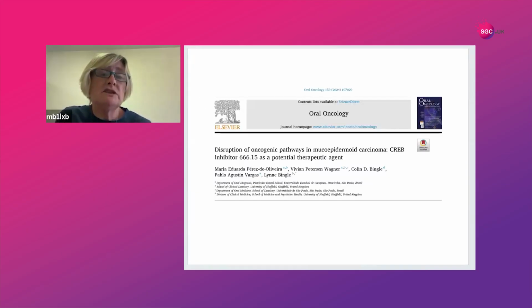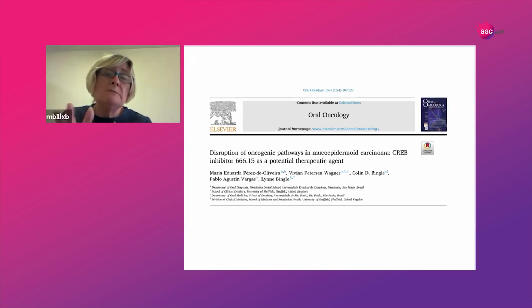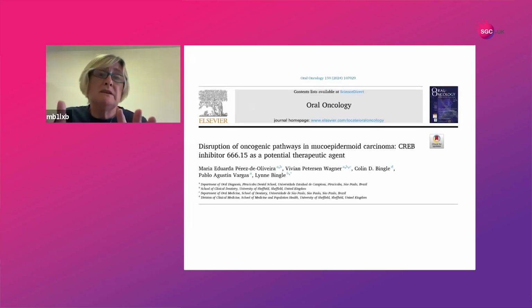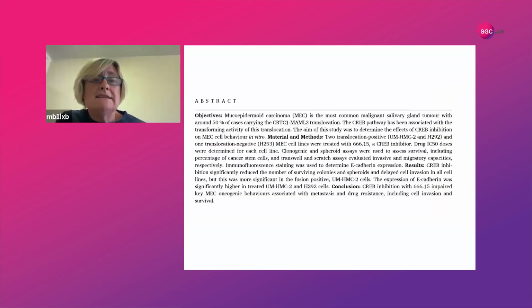So this was a study that we did looking at the CREB pathway, which is one of the pathways that has been suggested might be activated during the carcinogenic process of developing a mucoepidermoid carcinoma. The next slide, I think, is just the abstract of what we did.